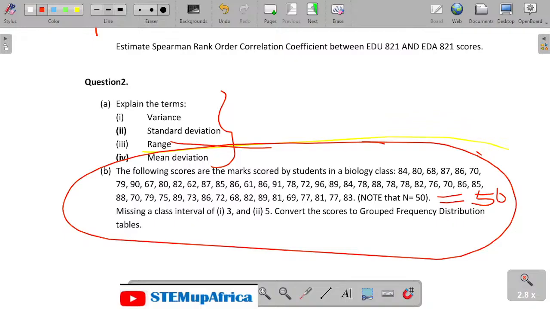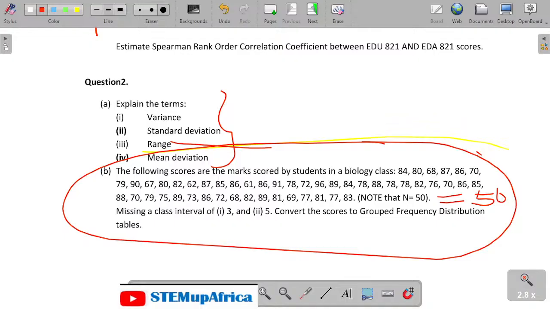Some questions will not give it to you. It's expected you count and write that your total frequency n is 50. So some questions will not give it to you. This person did a great favor by giving you that n is 50. Some people will count and have 49, some count and have 48, some count and have 51. So you should be counting with a high level of meticulousness.